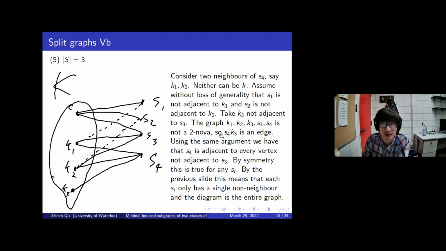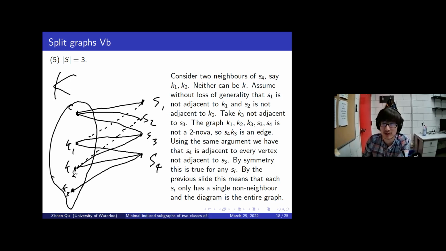So S4, K3 is an edge here. And we can do the same thing for every single vertex that's not incident to S3. If you take any K3 equivalent not incident to S3 and you look at S3, S4, K1, K2, and K3 equivalent, that's going to form a 2 nova unless there's an edge from there to S4. And you can do this for any Si. You just, well, these are 3 non-edges.